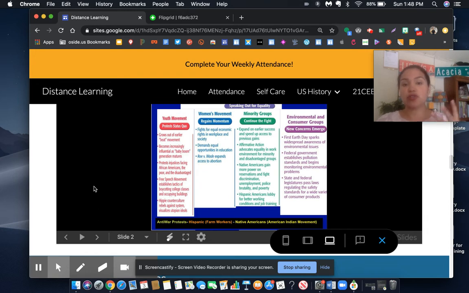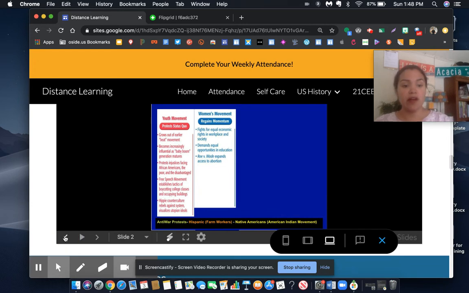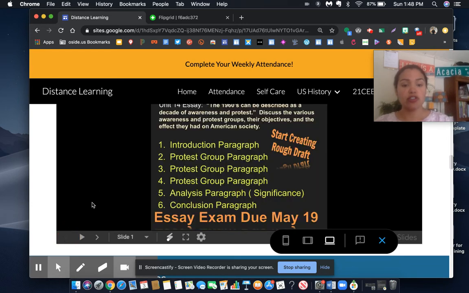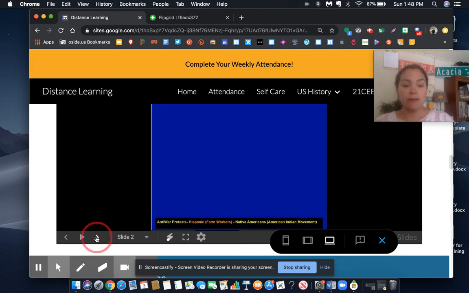So take a look at the movements that you're going to learn this week as you take notes, and start writing down details about them. Start putting together your essay. Choose 3 protest groups that you're going to focus on, because we know that the essay structure is an introductory paragraph and 3 protest groups. And in your analysis, please talk about the impact of those protest groups, and do we still see the impact of these groups today? So start creating your rough draft this week. Focus on your rough draft.